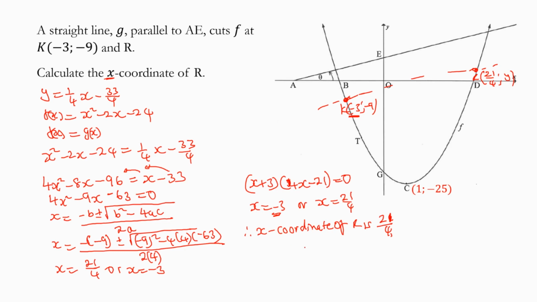Okay, but if you're asked to find the coordinates of R, then you can substitute 21 over 4 into one of the functions. You can substitute into f, you can even substitute into g. You'll get your y coordinate. So that's what you're supposed to do there. We're going to meet when we do question 8.